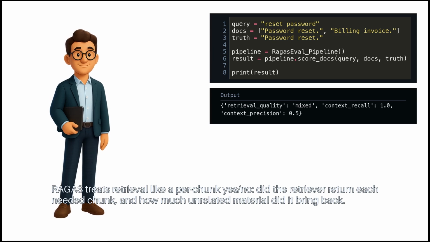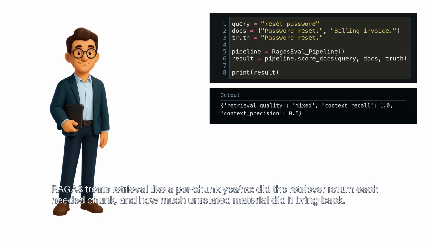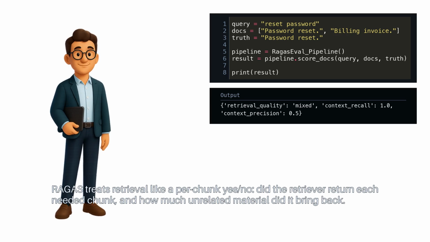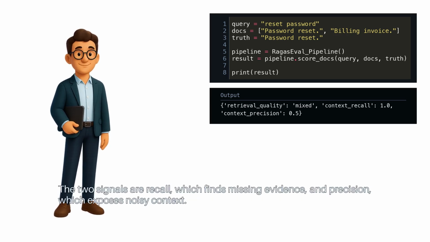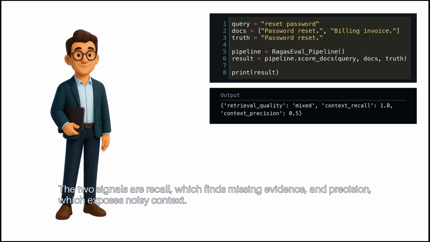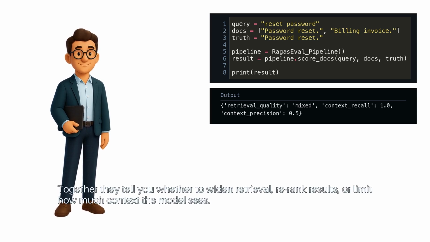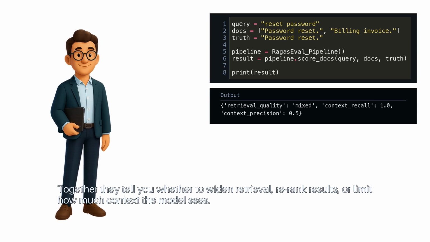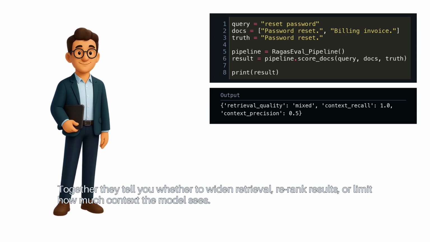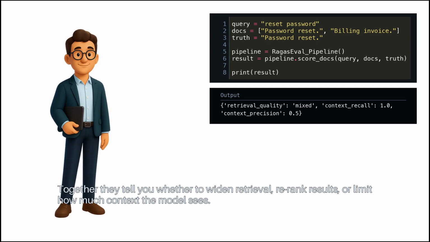Did the retriever return each needed chunk? And how much unrelated material did it bring back? The two signals are recall, which finds missing evidence, and precision, which exposes noisy context. Together, they tell you whether to widen retrieval, re-rank results, or limit how much context the model sees.